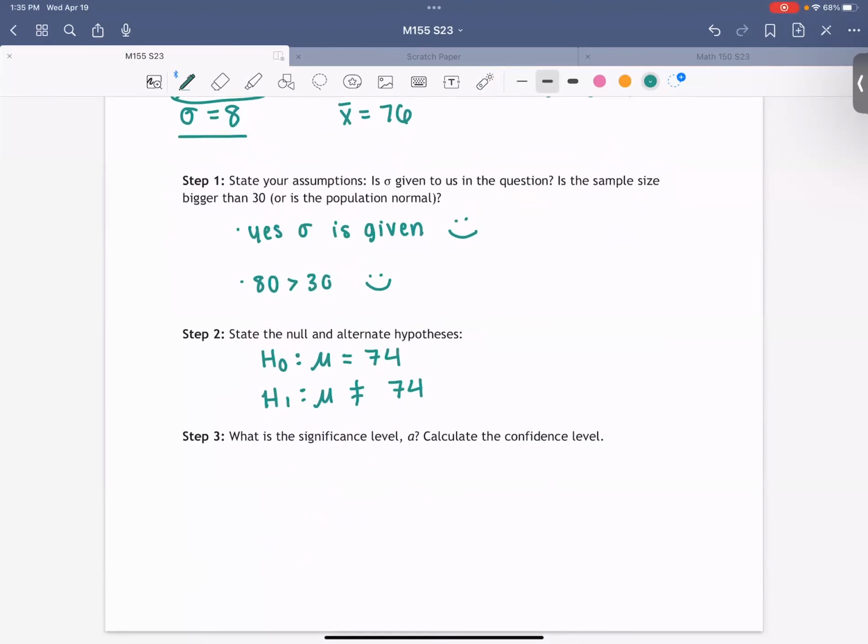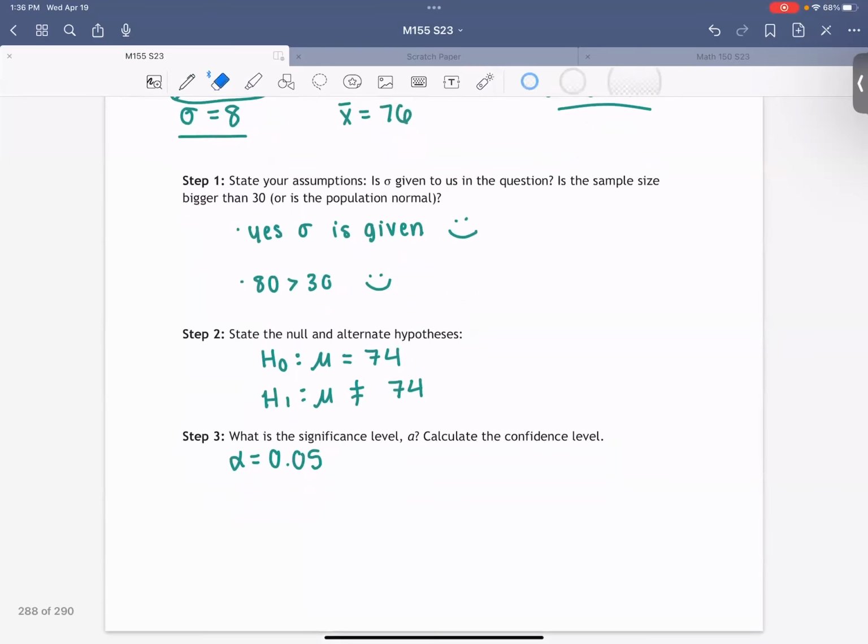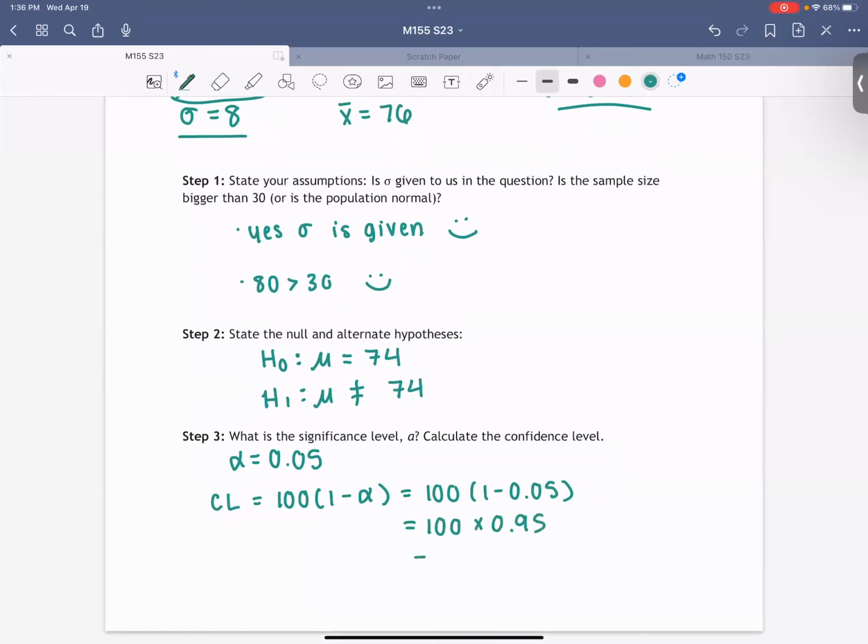Sounds good. Next is the significance level. We already wrote down that alpha was 0.05. That is the significance level, so we're good, okay? Confidence level, just plugging in the formula, right? So I'm just gonna write CL for confidence level. Think we all know what that is. 100 times 1 minus alpha is 100 times 1 minus 0.05. So we're really multiplying 0.95 times 100 to get us 95%.